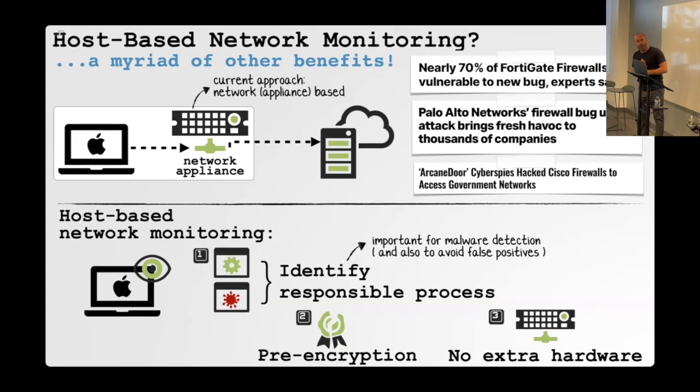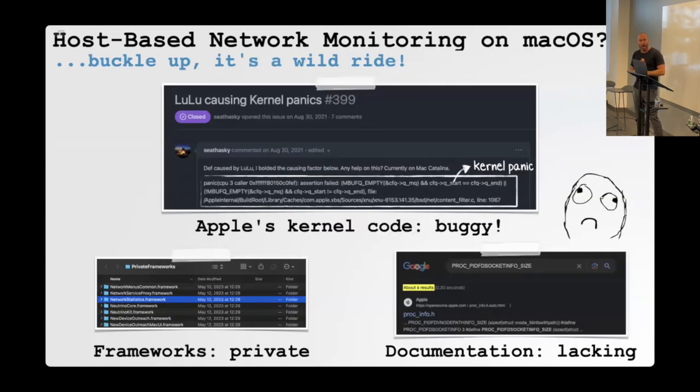If you're running a network appliance that's somewhere else on the network, you're not going to be able to say that, okay, this DNS request or this connection is tied to a malicious process. But on the host, we can actually determine who is responsible for the network activity and then figure out if it's suspicious or not. So the idea is pretty simple, but unfortunately, until recently on macOS, it was rather challenging to do, to say the least.